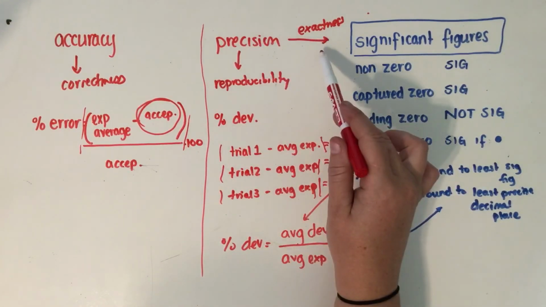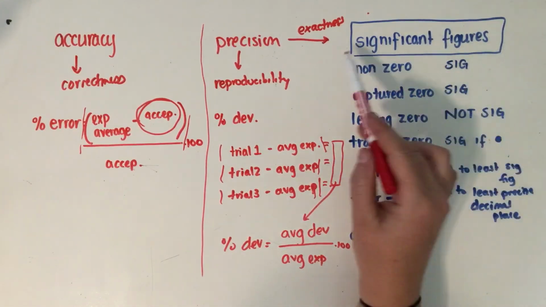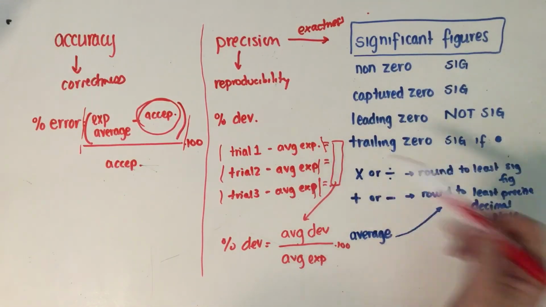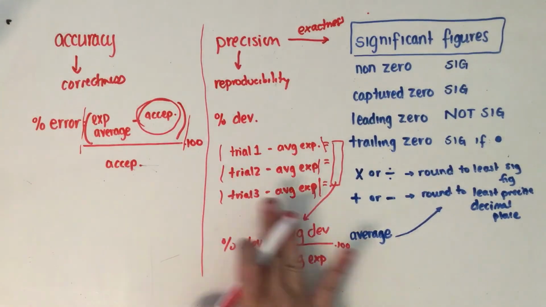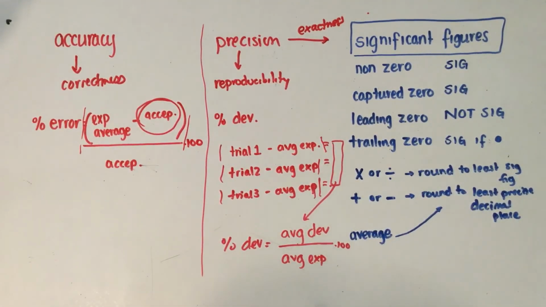But precision can also determine our exactness of our measurements, and that's where significant figures and all the information on significant figures comes from. We will absolutely practice this. We will continue to practice this throughout the entire year because these are pretty big concepts for any science class, but specifically chemistry where we're quantifying so much about our matter.